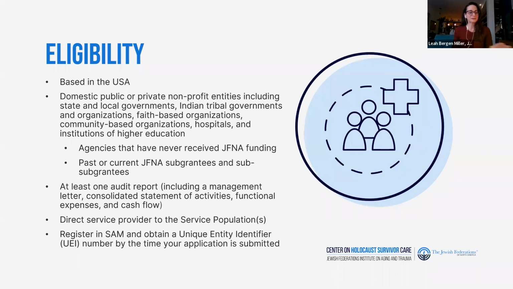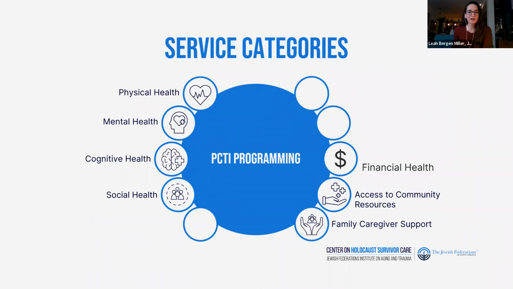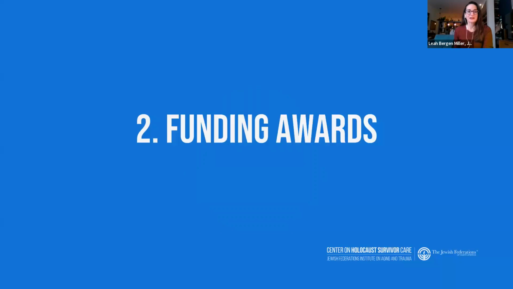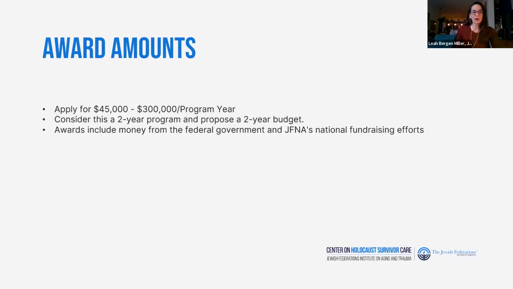Next slide, please. These are the categories of services that you can propose in your application. Also, there may be something that we didn't think of that you're welcome to include, and you'll see these listed in section 1.5. Next slide, please. The next section is section 2, where we're focusing on the funding awards.